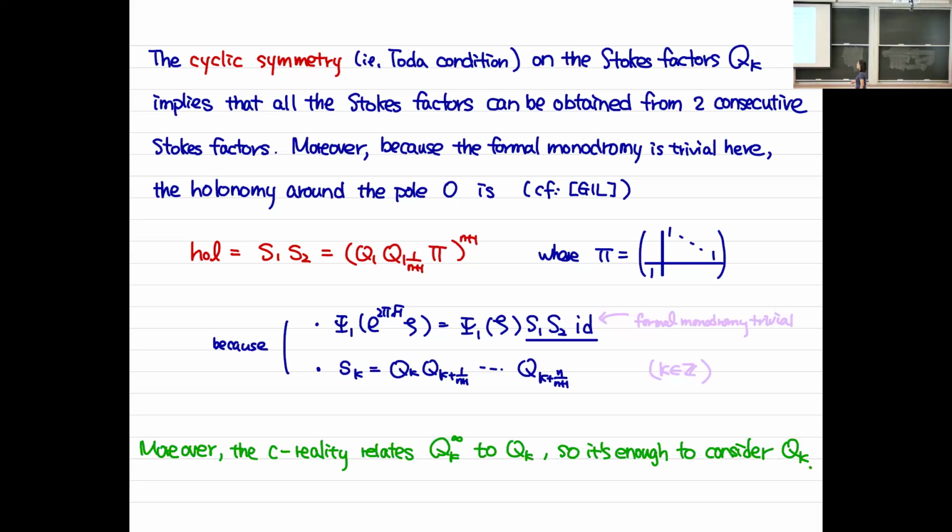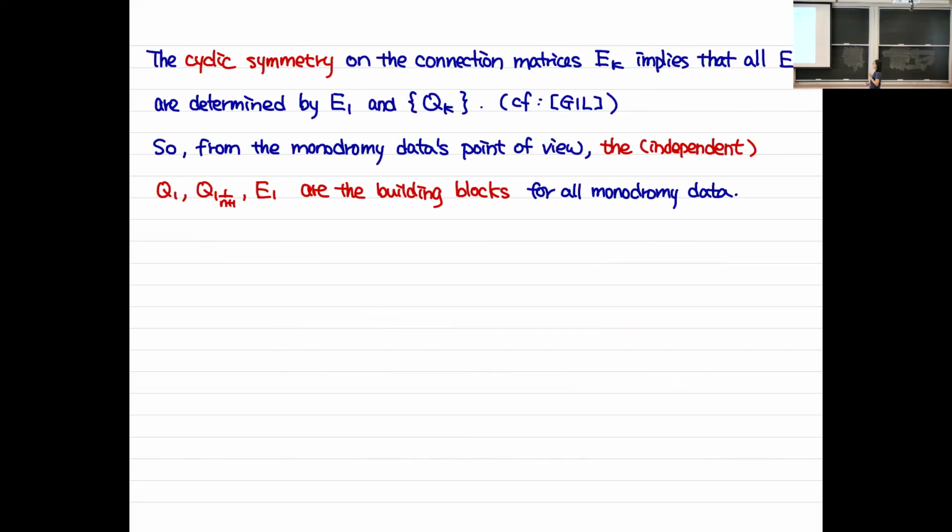And moreover, the C reality relates the Q at infinity to 0, so it's enough to just consider the one at 0. Also the cyclic symmetries on the connection matrices imply that all the E_K are determined by the first one and Q_K. That will generate all the E_K that you want. So from the monodromy data's point of view, the building blocks are Q_1 and then Q_{1+1/(n+1)}, the 2 consecutive ones, and then E_1. That's the building block that will generate all the monodromy data that we want.